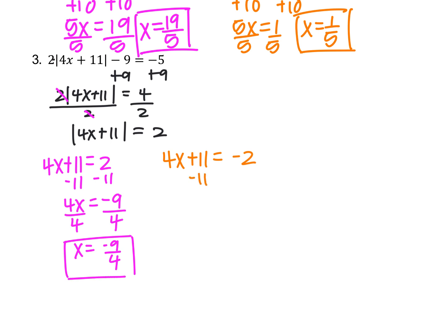And then same steps on the other side, but instead of subtracting from a positive 2, we're subtracting from a negative 2. So that's going to give me what? Negative 13. So x equals negative 13 over 4.